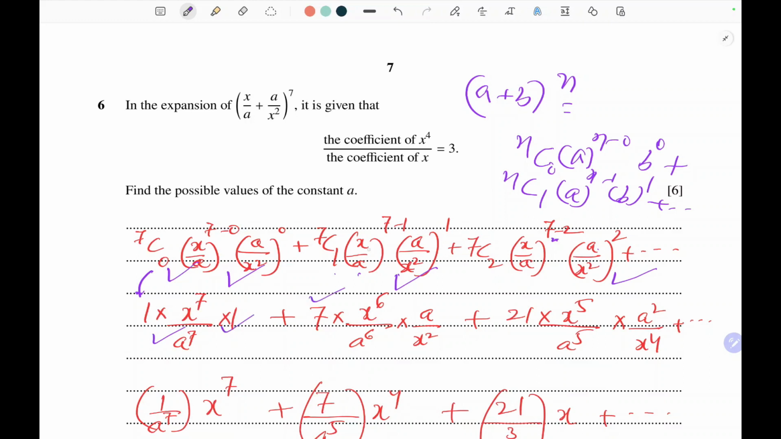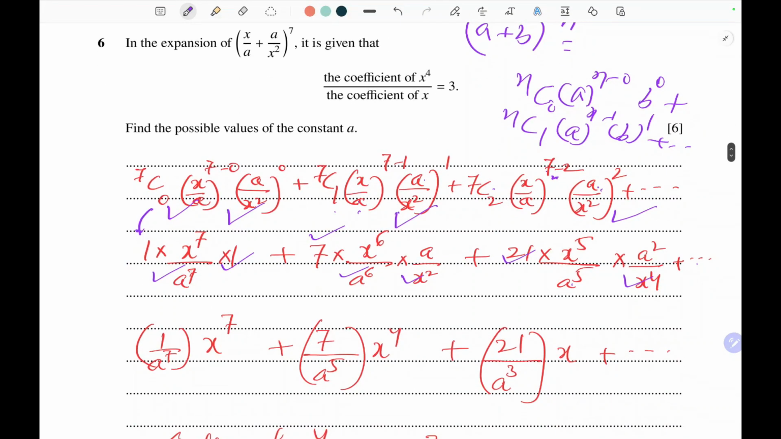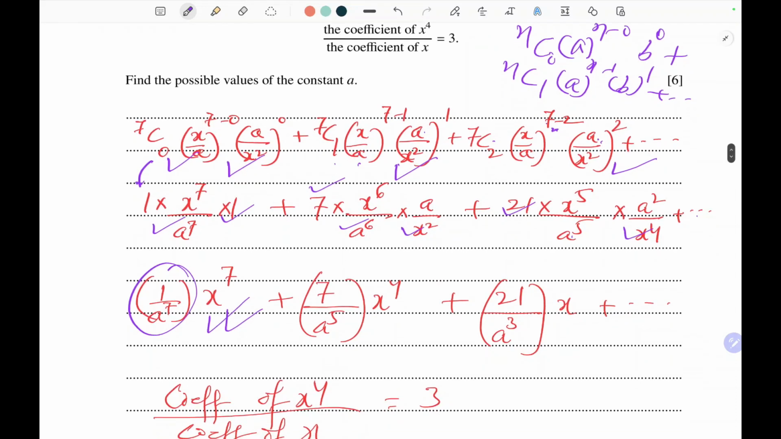Now 7C1 is 7, x to the power 6 over a to the power 6, a over x squared. 7C2 is 21, x to the power 5 over a to the power 5, a squared, and x to the power 4 because (x squared) whole squared, and it goes on. So here I got 1 over a to the power 7 times x to the power 7. Like, the coefficient of x to the power 7 is 1 over a to the power 7.